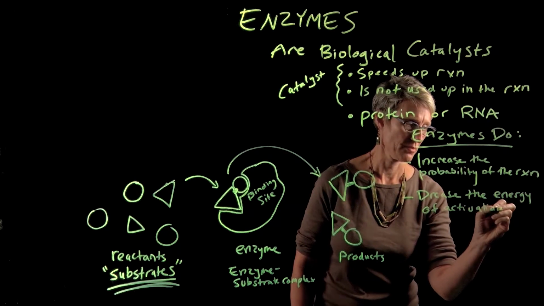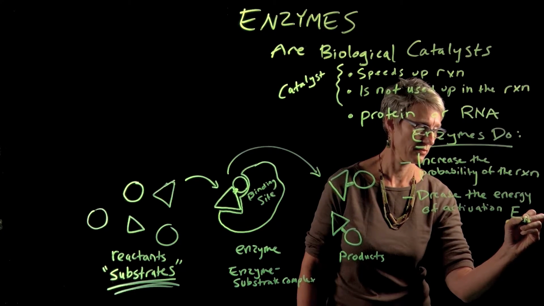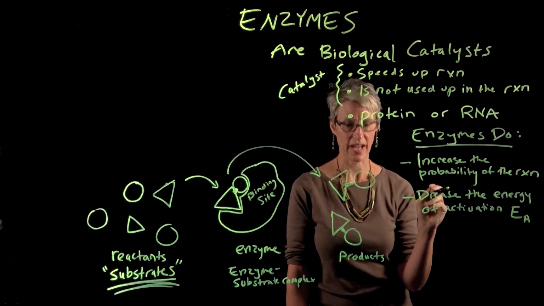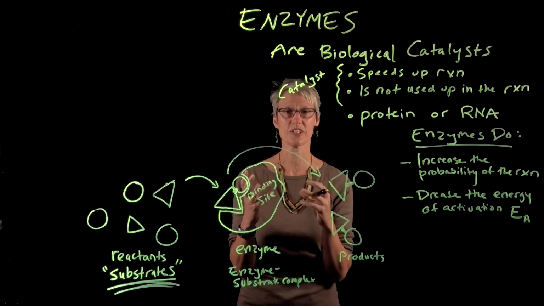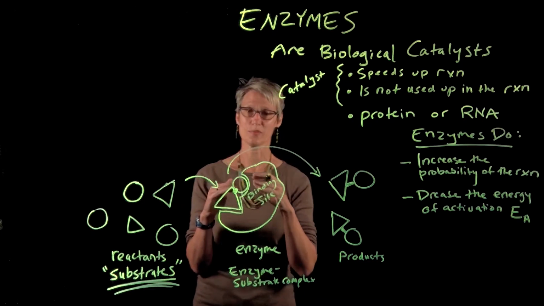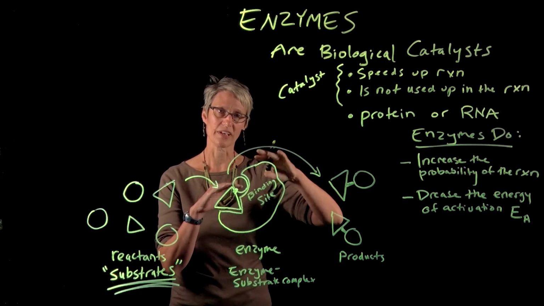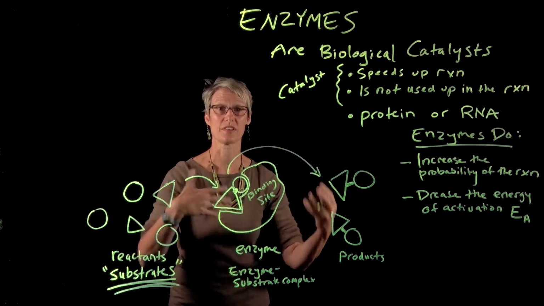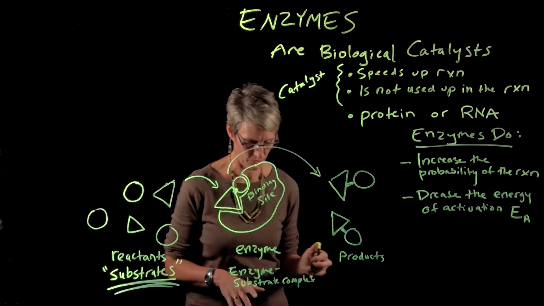That's a big mouthful, and I'm going to abbreviate that to E sub A. Enzymes decrease the energy of activation of a reaction. And what that means is, you can think about the energy of activation simply as a little energetic barrier or an energetic hump that the substrates have to overcome in order to proceed with the reaction. And I can draw that for you in a minute.